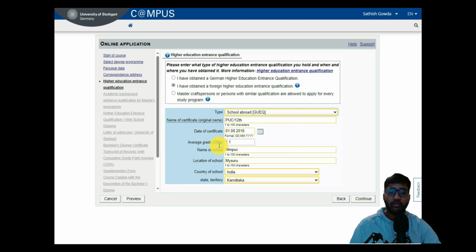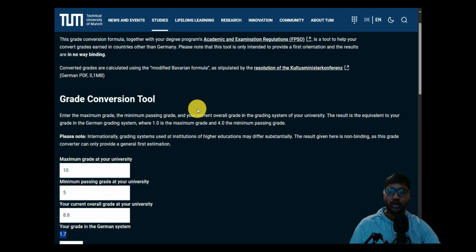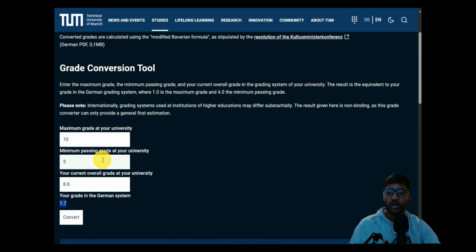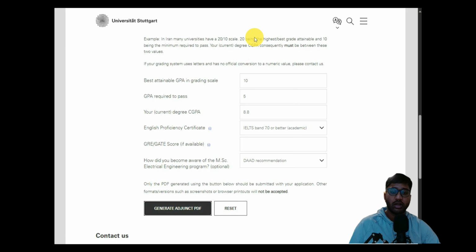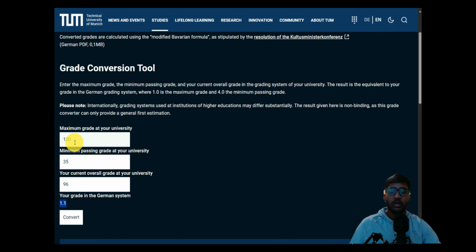Then the average grade, you can always convert, as I told you about the university grade conversion tool of TU Munich. Here you can also convert from percentage to GPA. The maximum grade for your university is 100, that is the maximum percentage, and the minimum percentage that you need in order to pass is 35. I also filled in the percentage that I got in PUC or 12th. That's the reason I got a 1.1 German GPA, which I have put here. You can also convert by yourself in the grade conversion tool.